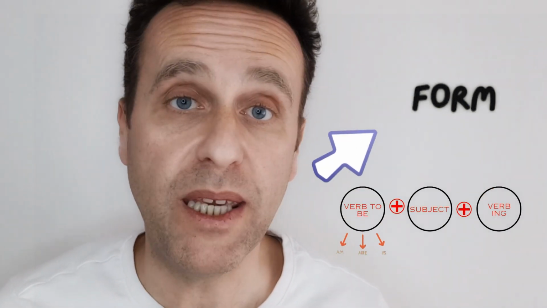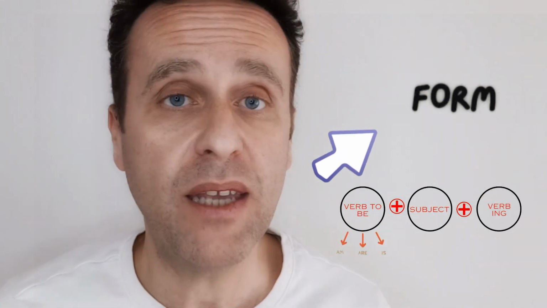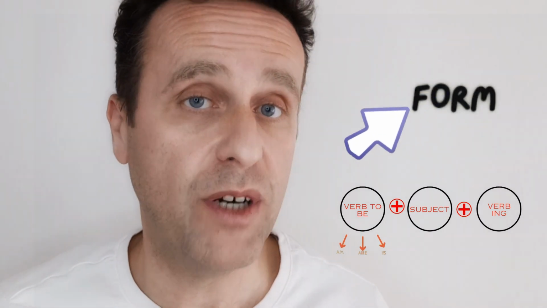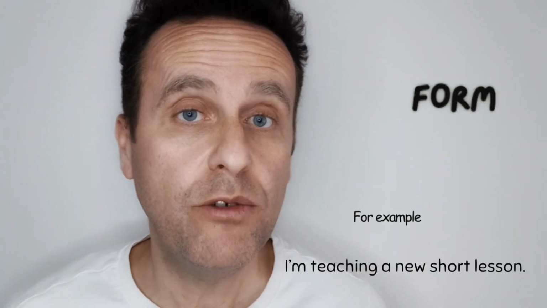Now let's talk about the present continuous tense. Everyone is aware we form the present continuous by using the verb to be, am or is, based on the subject, plus the base of the verb plus ing. For example, I'm teaching a new short lesson.